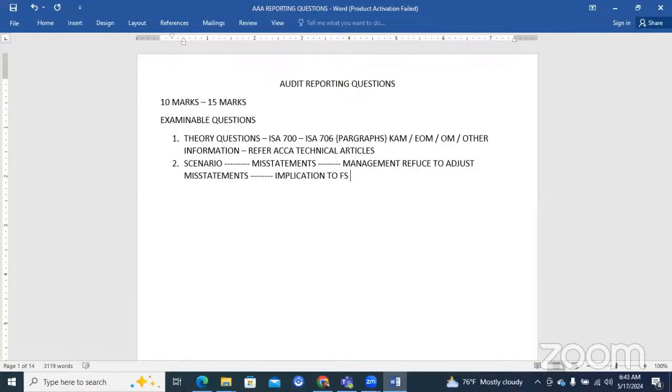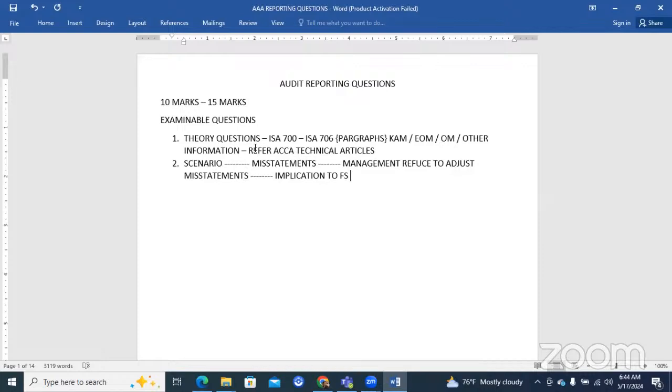Most of the students write answers for these types of questions as a direct word, right? The opinion is modified, the opinion is qualified, like that, a single word. But try to understand one thing: the examiner is expecting certain things from you all. There should be certain components or contents included within your answers.